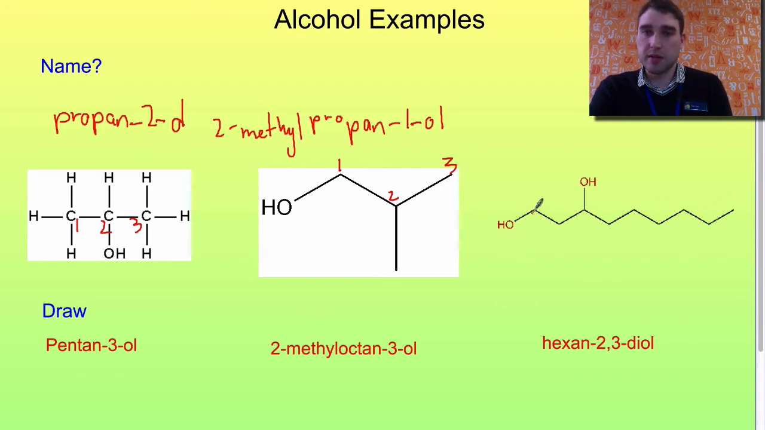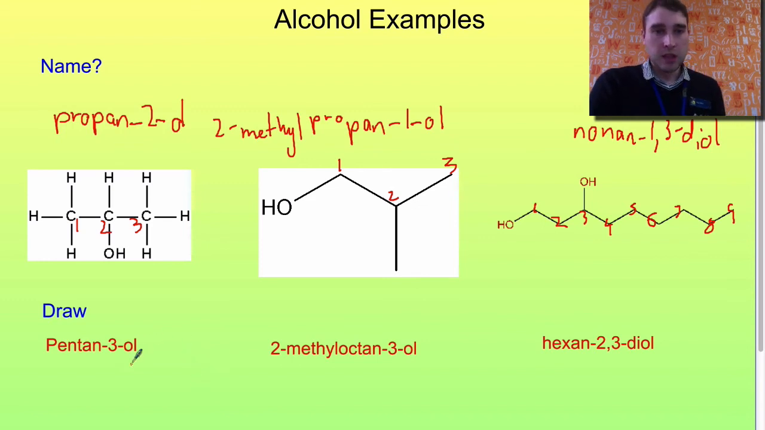Last one down here, let's have a look. How many carbons in the chain? 1, 2, 3, 4, 5, 6, 7, 8, 9. I'm going to name this one over here, so we have non somewhere. Our hydroxyl groups are on carbon 1 and carbon 3. So nonane and 1,3. We've got 2 hydroxyl groups, so diol.